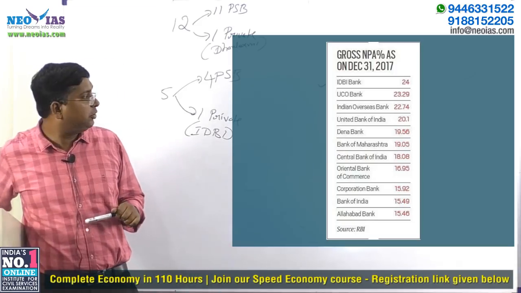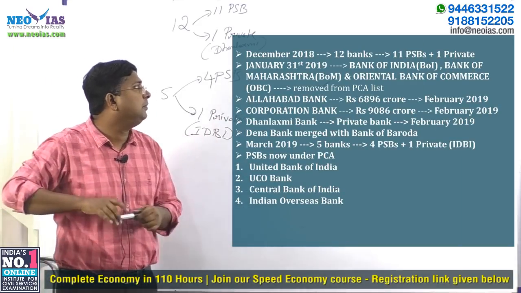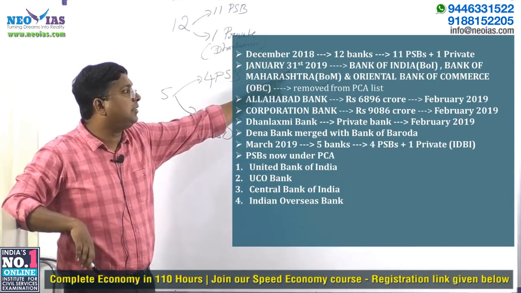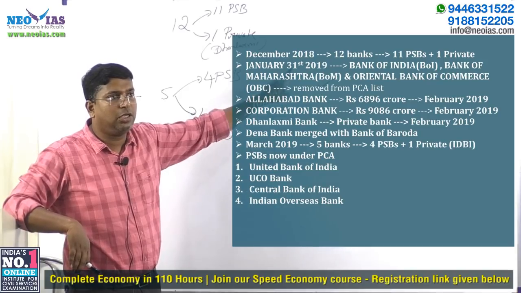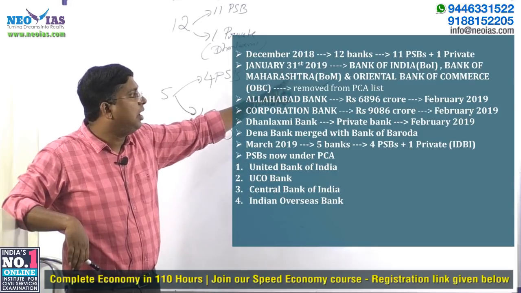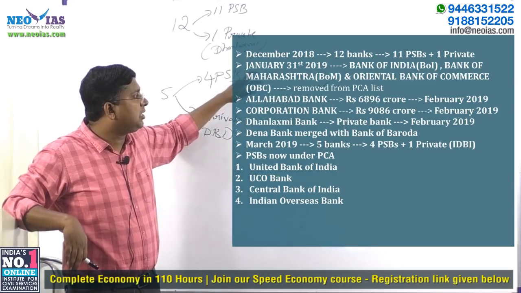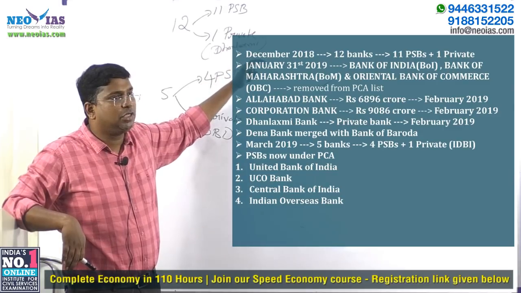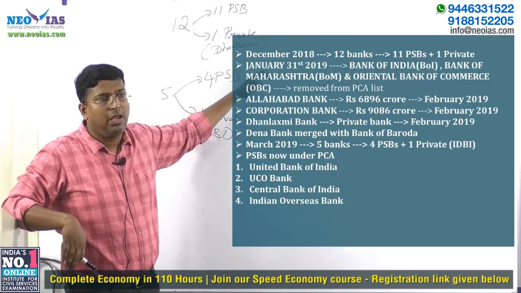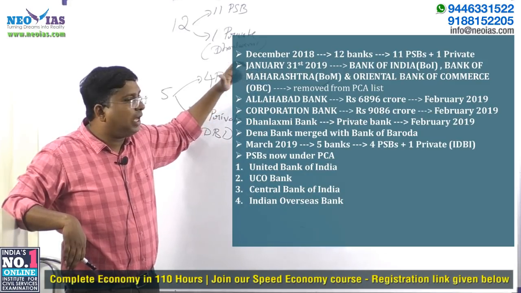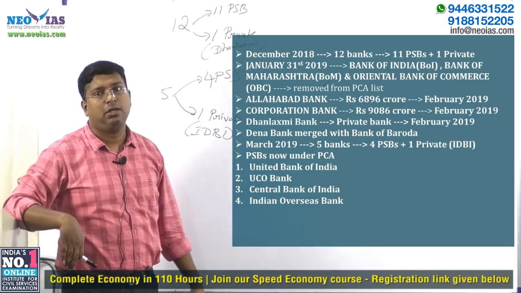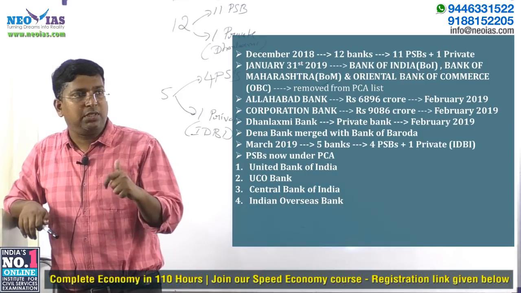That is related to news articles. See the updation. In December 2018, there were 12 banks. On January 31st, 3 public sector banks were removed. Read the news article which I have shared. On January 31st, 2019, Bank of India, Bank of Maharashtra and Oriental Bank of Commerce were removed from the PCA list. Why were they removed, on what condition? Because the government made capital infusion.